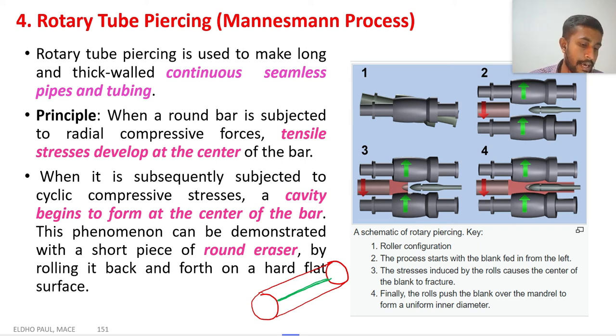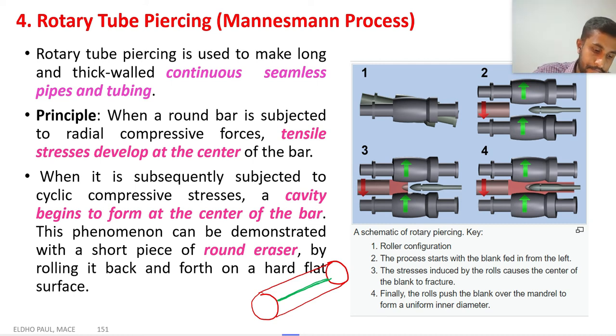For that, we can take a round eraser and keep this eraser between these two rollers and apply compressive force along the vertical direction and reciprocate like this. When we apply this type of compressive force, we can see a cavity at the center of the eraser. That is the basic principle of rotary tube piercing. How is this crack or cavity created at the center? The cavity or crack is created because of the tensile force.